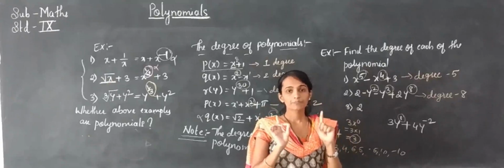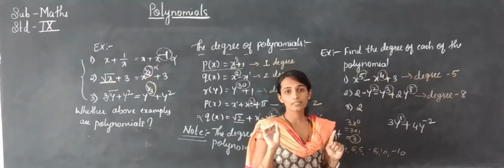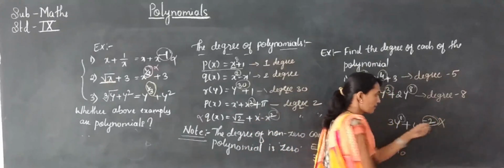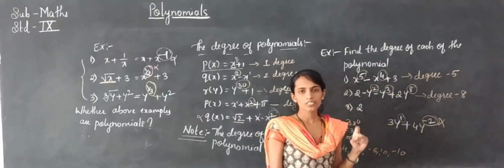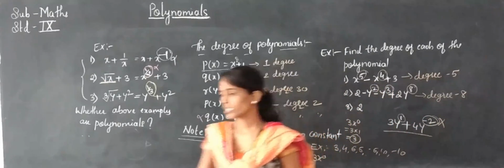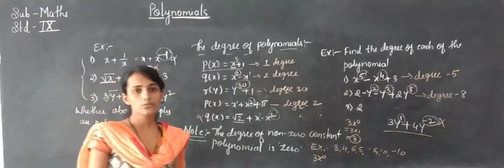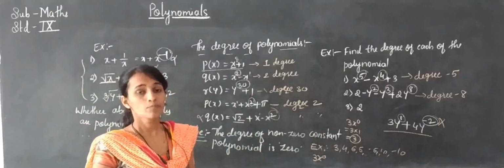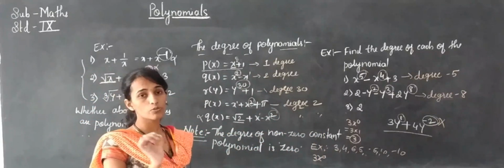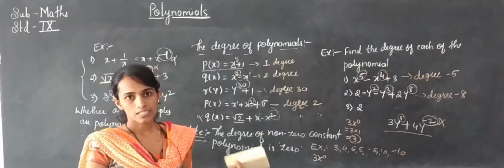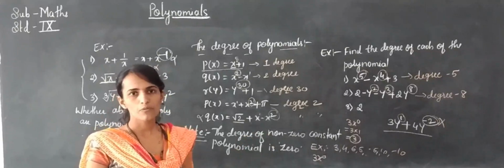But here minus 2 is not a whole number. It is a negative number, so this is not a polynomial. 3y plus 4y to the power minus 2 is not a polynomial, so there is no need to write any degree. Whatever algebraic expression they give like that is not an example of a polynomial.